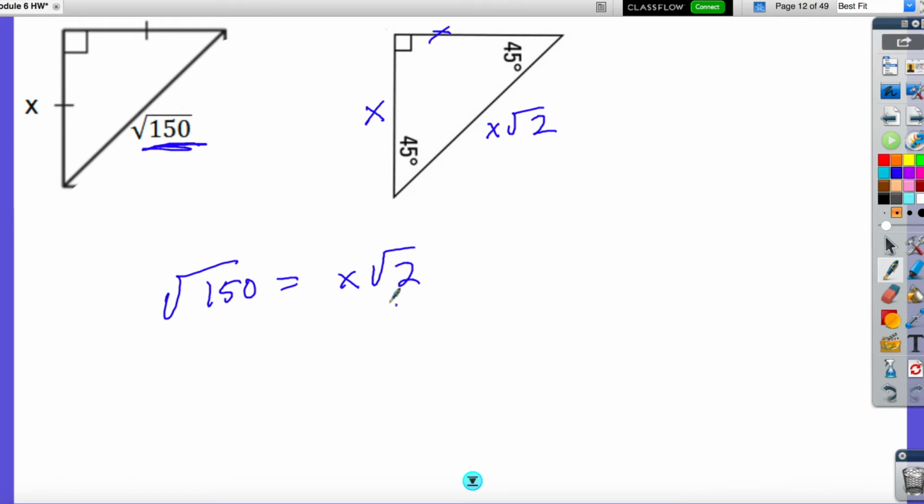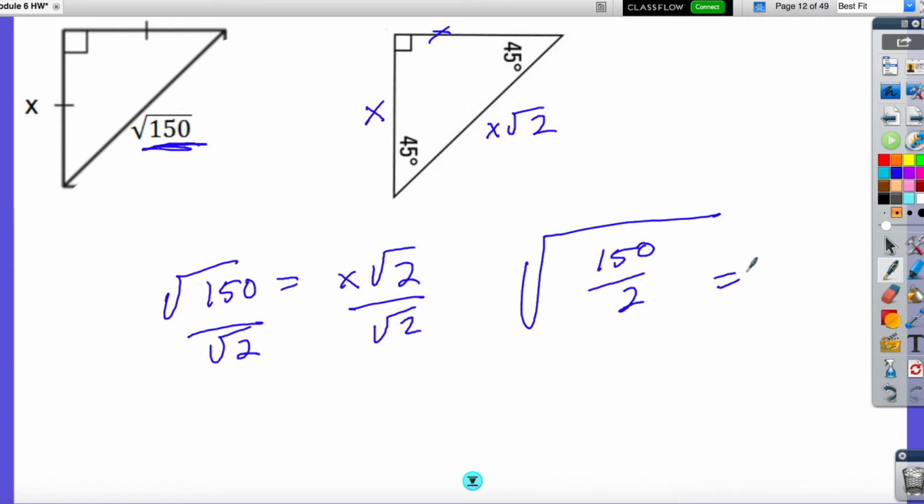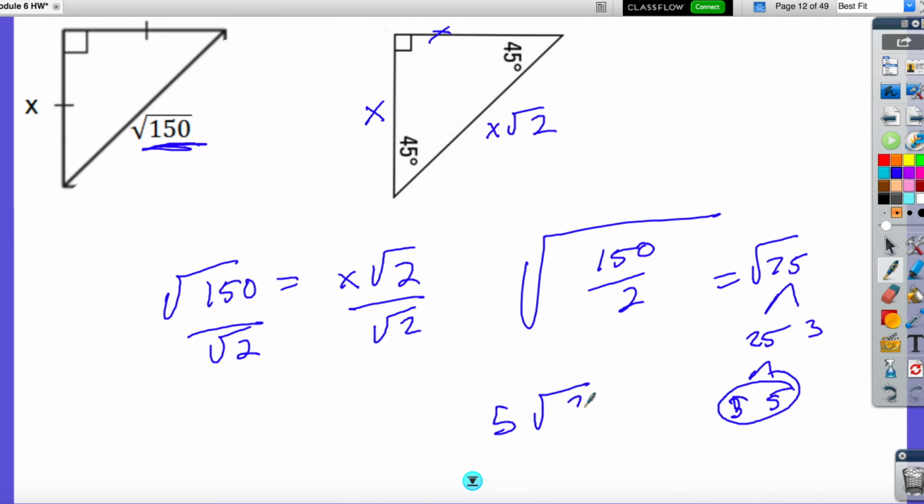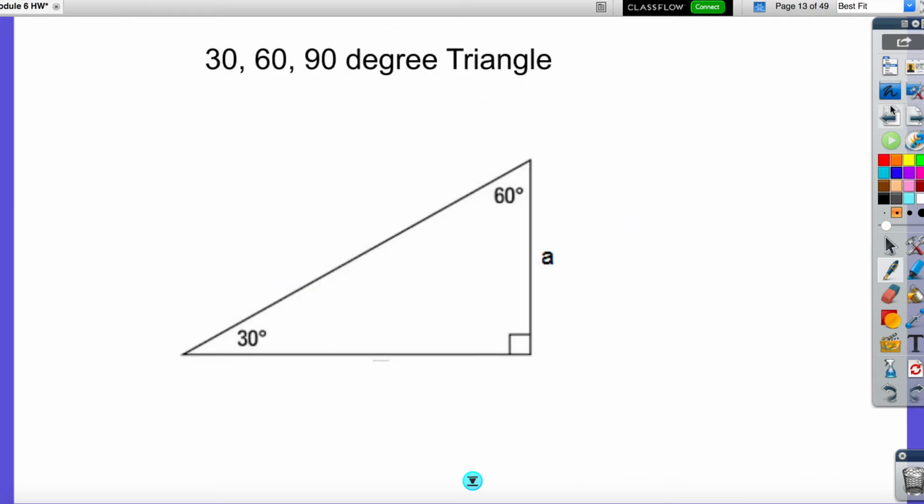All I need to do is solve for x, so I'm going to divide both sides by radical 2. As we just showed on the previous one, we can just do 150 divided by 2, which is equal to radical 75. Then I just break this down to 25 and 3, 5 and 5. So I have a pair of 5, so I'm going to have 5 radical 3. And that's going to be this side, my leg lengths. Okay? All right, so now that was one type of special case right triangle.